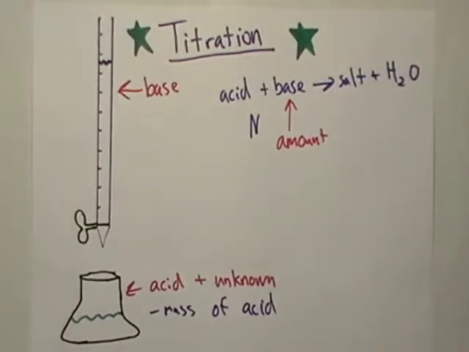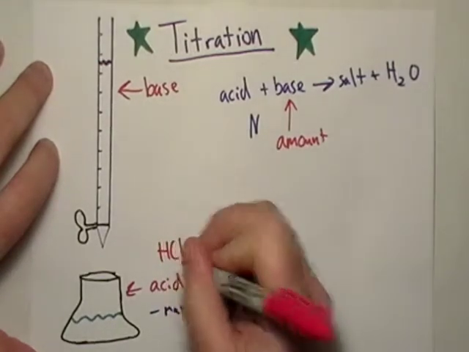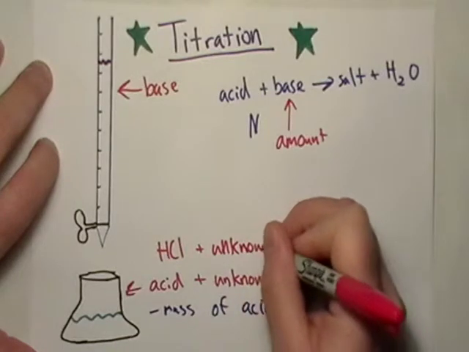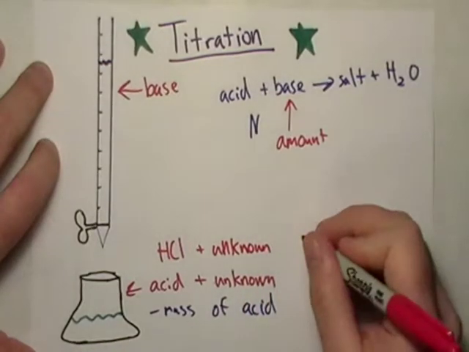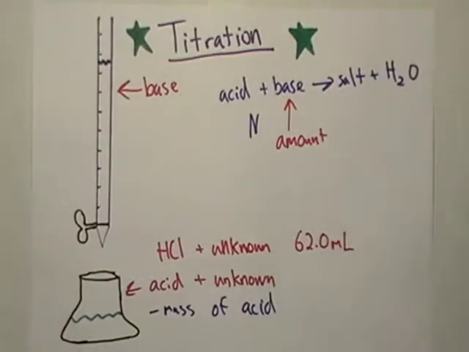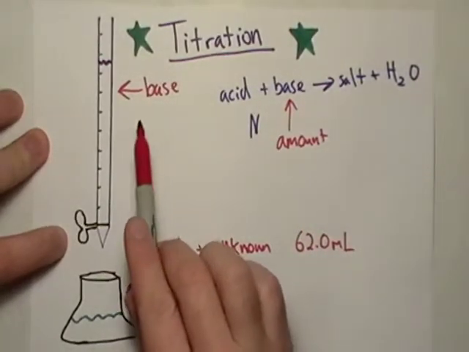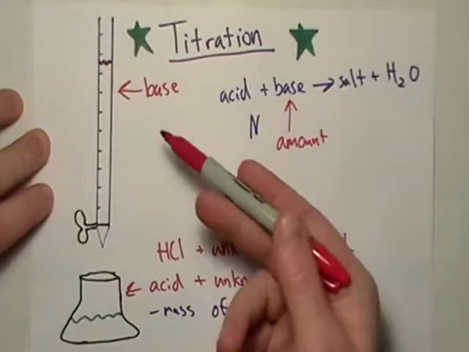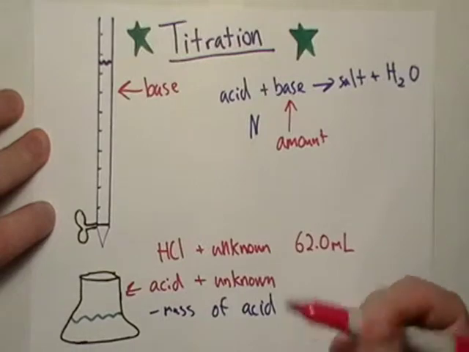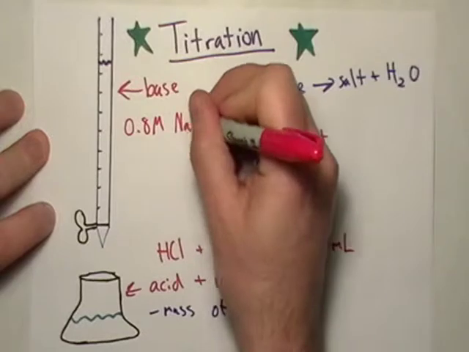Okay, so let's just pretend for a minute. Let's just say this was hydrochloric acid plus an unknown, and let's say it was 62 milliliters. And let's go up to our base. Here's the key thing about the base: this is something that we can pick out. See, this is our unknown. We can choose whatever we want to do our titration with. So we're going to choose 0.8 molar sodium hydroxide.